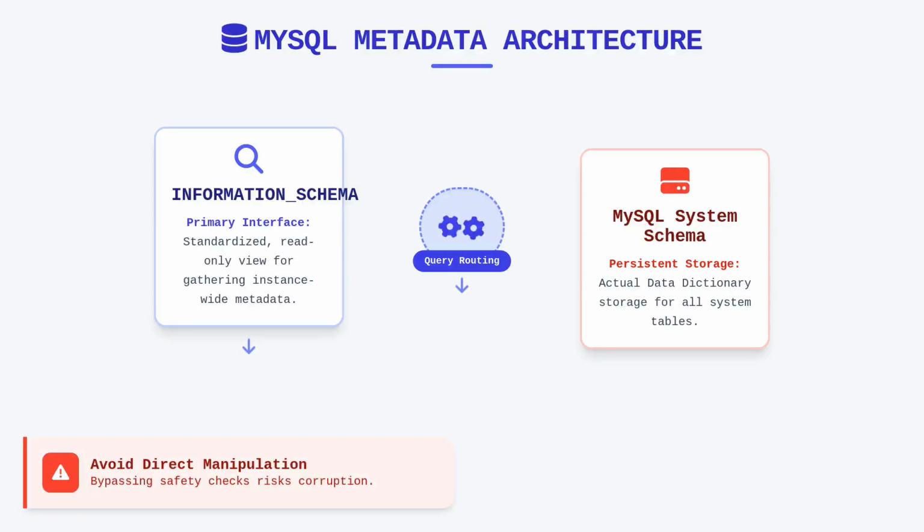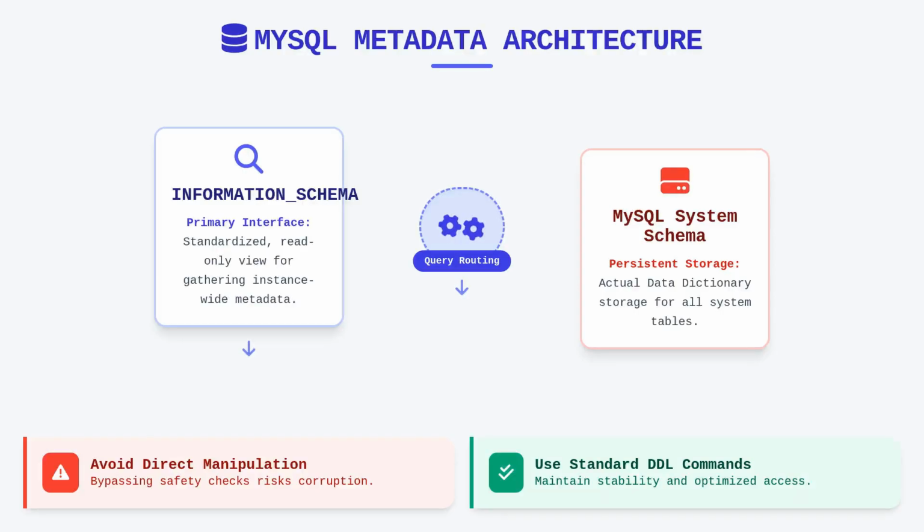It is important to remember that these system tables are not intended for direct manual manipulation, as that could bypass the safety checks provided by the server engine. Instead, stick to standard DDL commands to change your schema and use the system metadata tables or views to monitor the current configuration. This separation of concerns allows the engine to optimize access to metadata while maintaining a clear, queryable interface for your administrative needs.